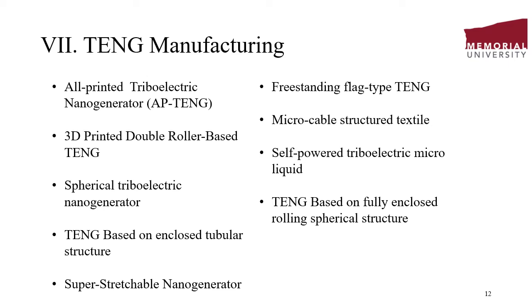But the nanogenerator layers are printed by piezoelectric inkjet printers. Actually, those are nanocellulose papers. Then the spherical structure is a spring-assisted multi-layer structure. Then the triboelectric nanogenerator based on an enclosed tubular structure. Actually, there are two types: the semi tubular structure and the full tubular structure.